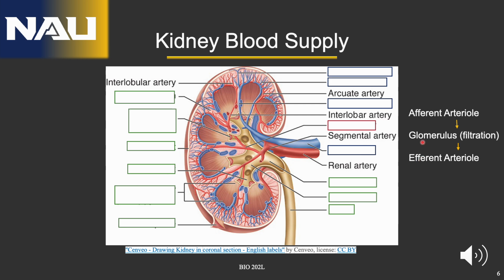These capillaries eventually coalesce into the interlobular veins, which drain into the arcuate veins, and then into the interlobar veins. The interlobar veins converge to form the segmental veins, which ultimately form the renal vein, carrying filtered blood away from the kidney and back to the inferior vena cava.